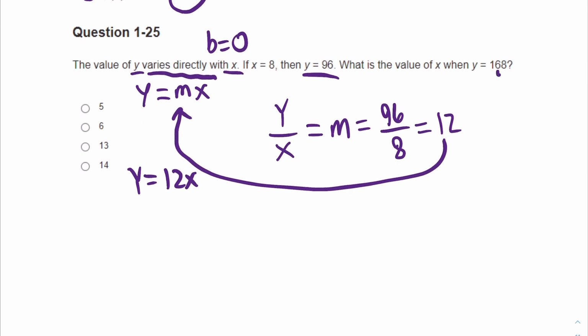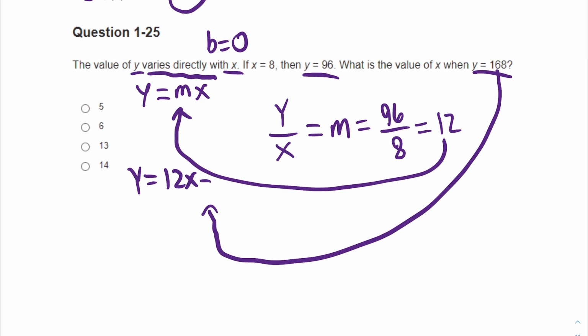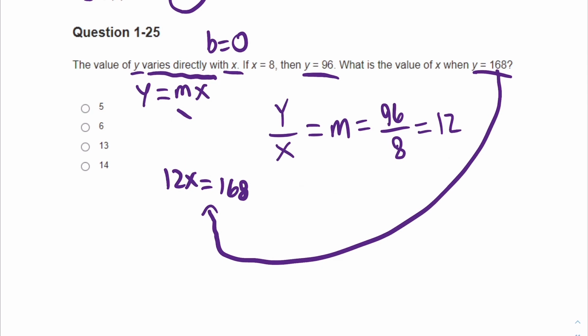Then they said y equals 168. So that means 12x equals 168. And we want to know what x is equal to. 12 times what would make 168?